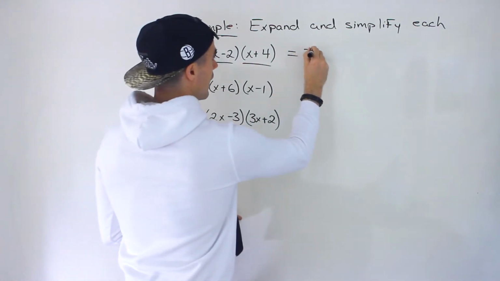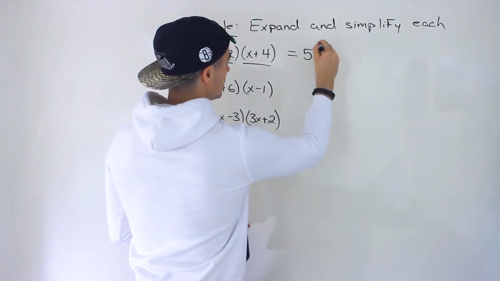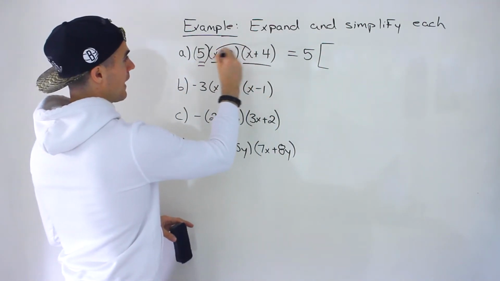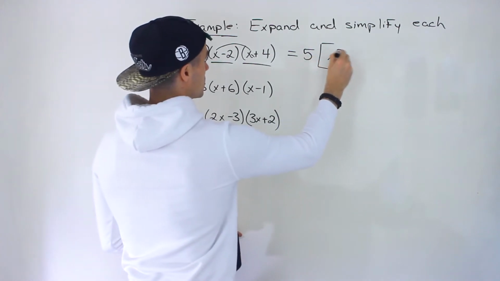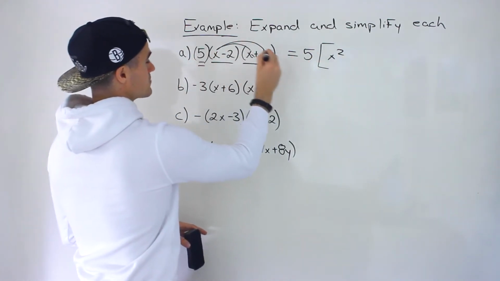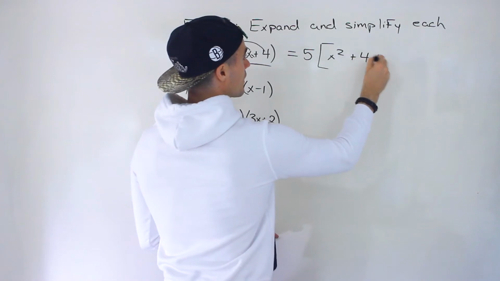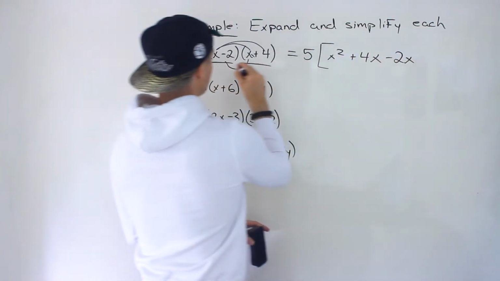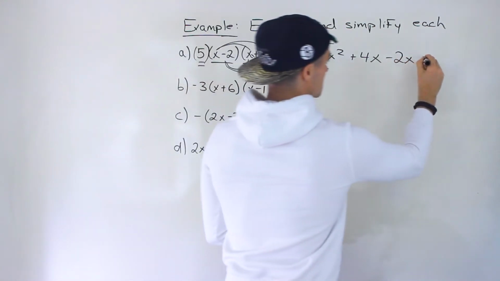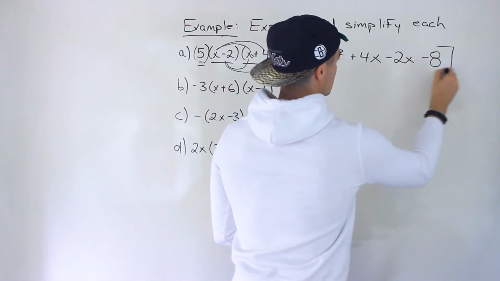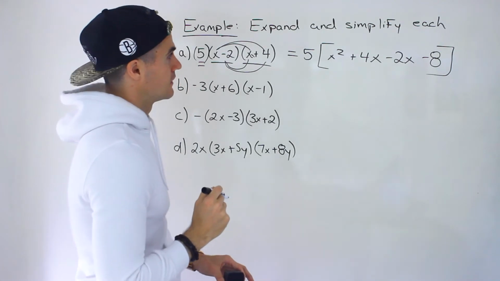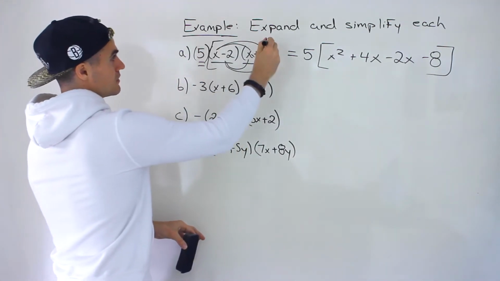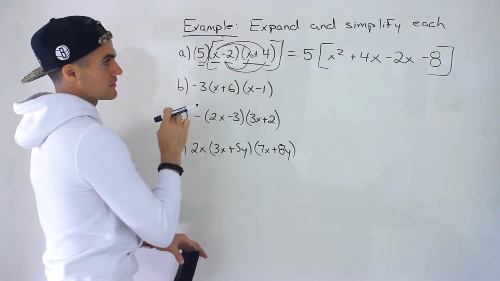So we're going to keep the 5 on the outside, and then let's put a big square bracket to represent the product of these. So we'll have x times x, which gives us x squared. We'll have x times positive 4, which gives us positive 4x. Negative 2 times x gives us minus 2x. And then negative 2 times 4 would give us minus 8, like that. Right, so this big square bracket represents the multiplication of these 2 brackets.